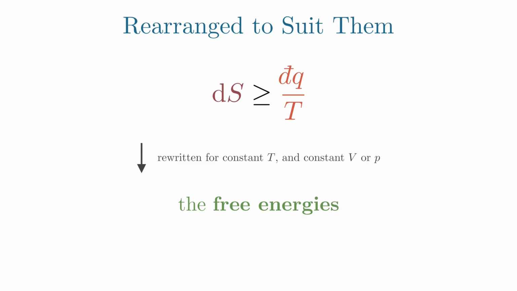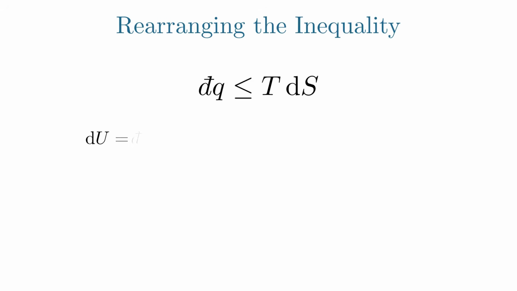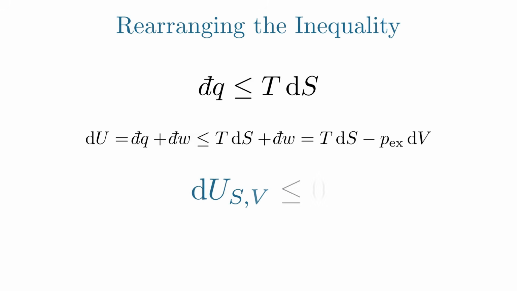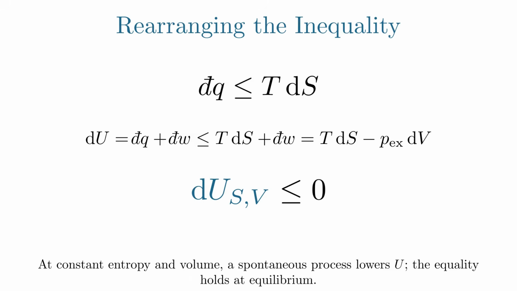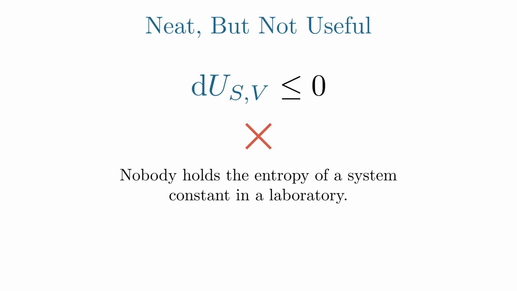We begin by rearranging the Clausius inequality, which gives đq ≤ T dS. Thus dU = đq + đw ≤ T dS + đw = T dS − P dV. Thus at constant entropy and volume, a spontaneous process decreases the internal energy of the system, and the equality holds at equilibrium. This is neat, but not very useful, because it is quite difficult to keep the entropy of the system constant in the lab.